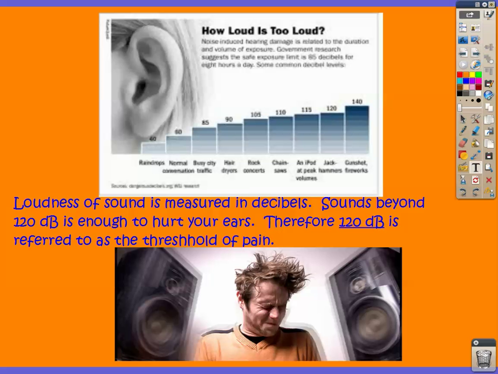Now, if you start to increase how loud sounds are, the sound of a hair dryer is about 90 decibels. Going to a concert would be about 105 decibels. A chainsaw operating is about 110 decibels. If you have an iPod with the volume turned all the way up with the earbuds in your ear, you're looking at about 115 decibels.